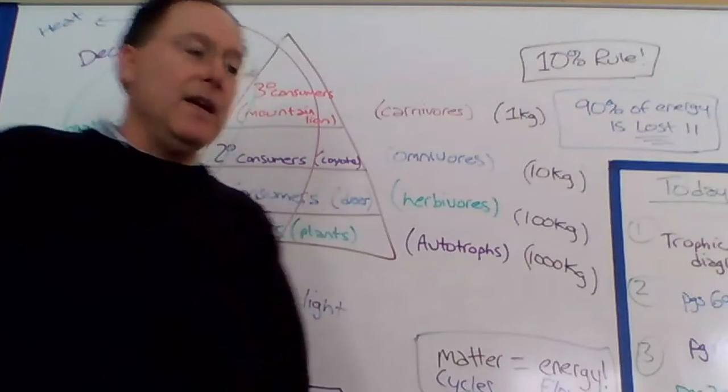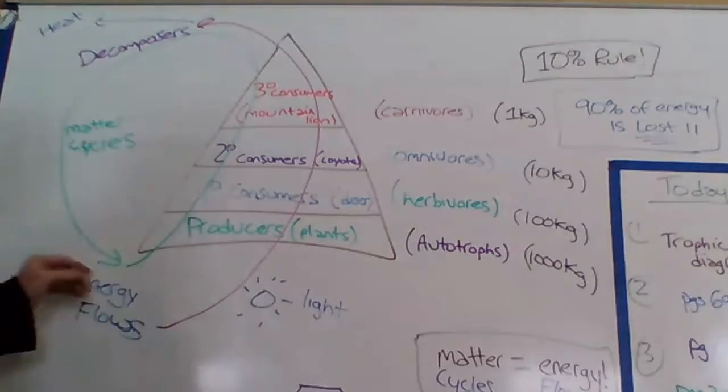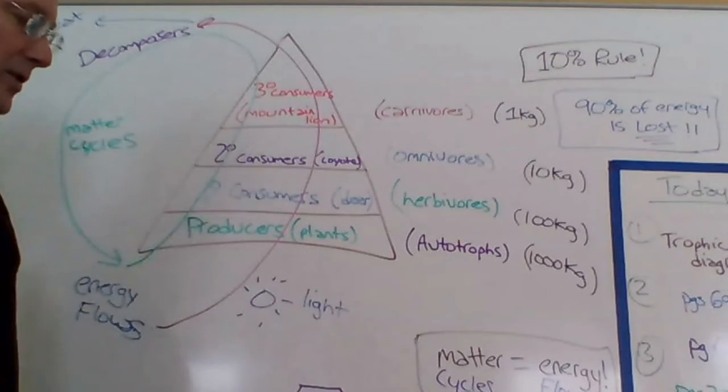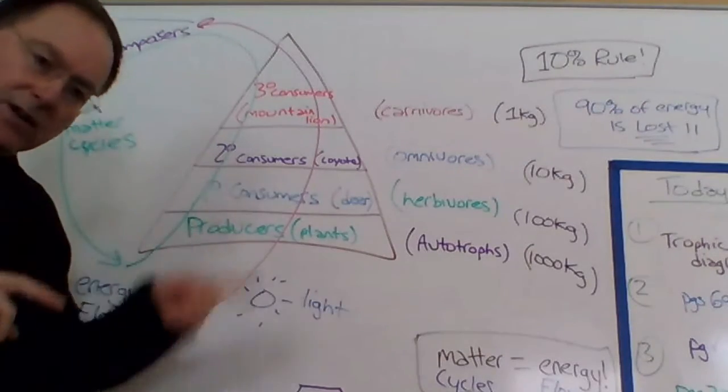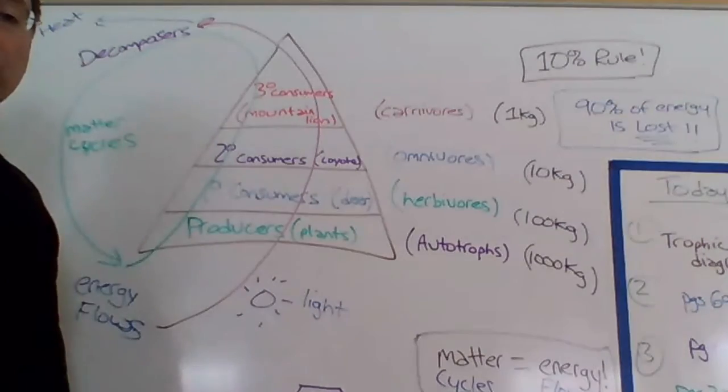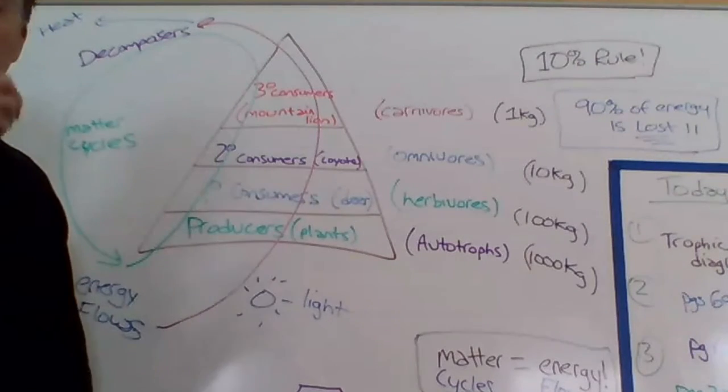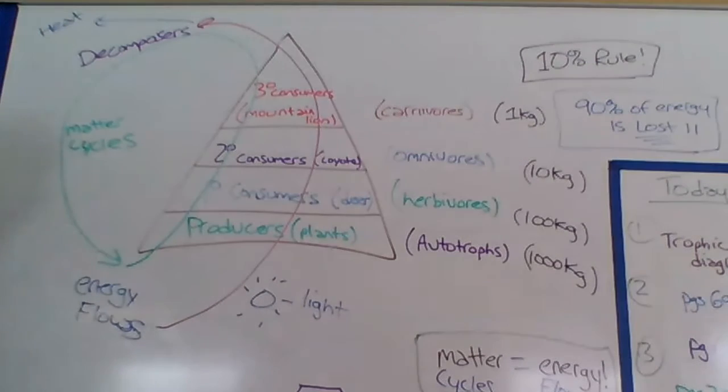Go ahead and press pause. Make sure that you have everything drawn here. Sorry about this garbage over here. Make sure you have everything drawn here and that you understand that matter recycles and energy flows through ecosystems and trophic level diagrams. I'm going to be quiet for a moment.